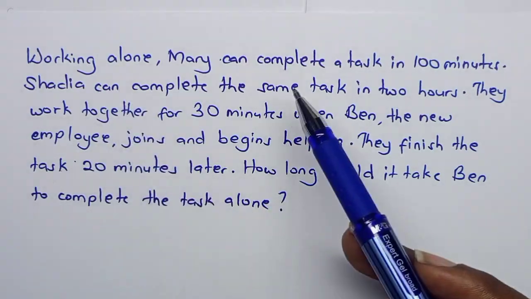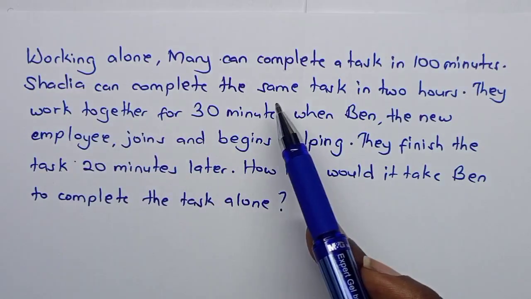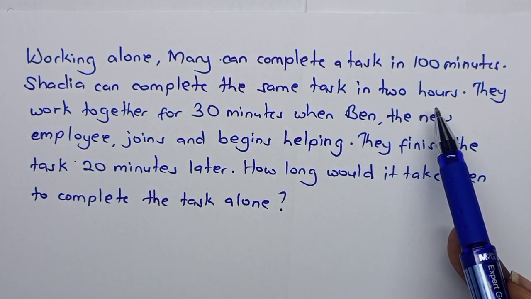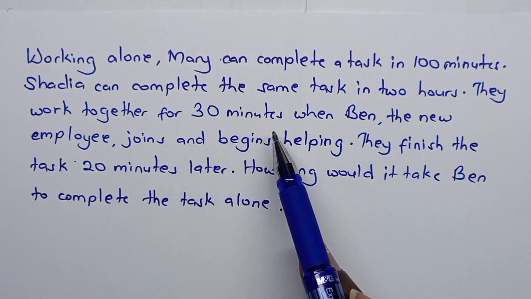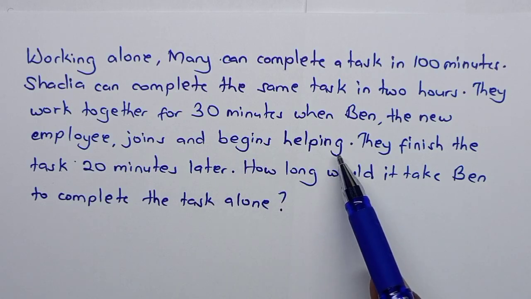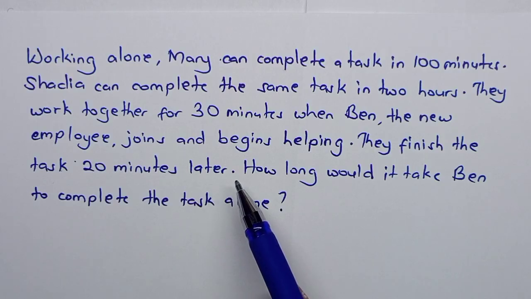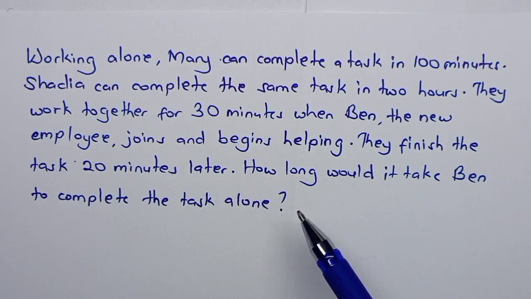Working alone, Mary can complete a task in 100 minutes. Shadia can complete the same task in 2 hours. They work together for 30 minutes when Ben, the new employee, joins and begins helping them. They finish the task 20 minutes later. How long would it take Ben to complete the task alone?